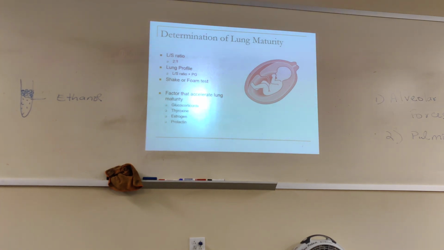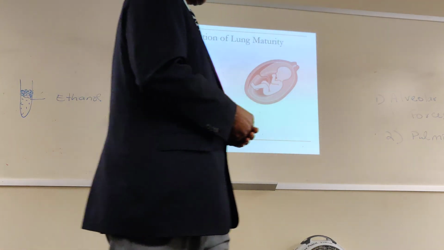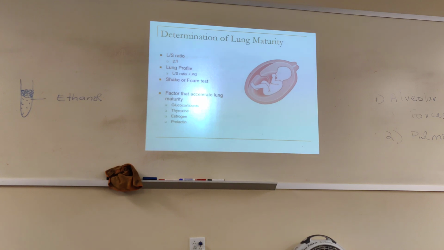Okay, so like I said before, if a baby is threatening to come out before it is time, before 40 weeks, and they must come out, maybe because the baby has a problem in there, or maybe the mother is not feeling well about the baby being in there, we must get the baby out. Well, we can accelerate lung maturity, make their lungs mature quicker, okay?